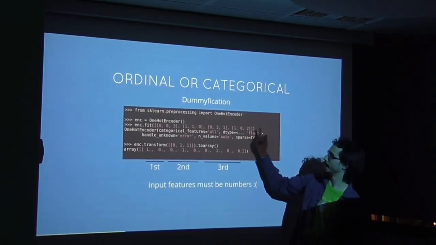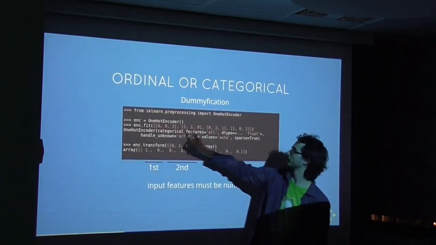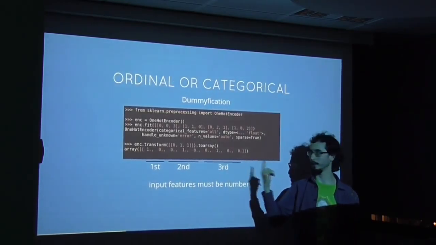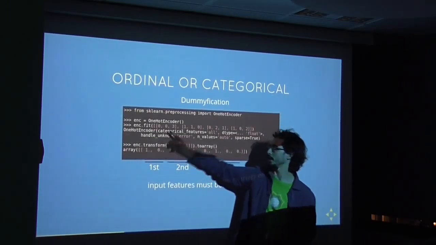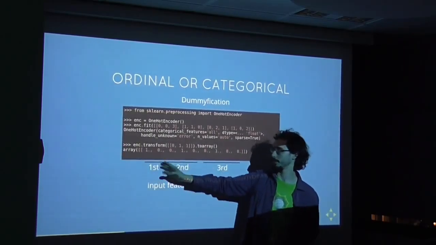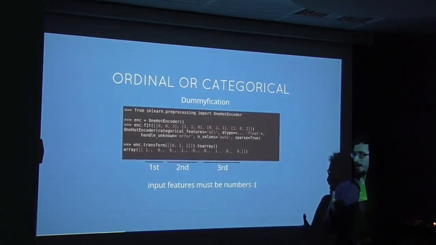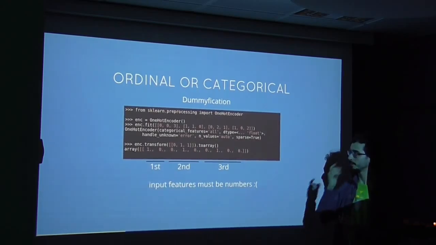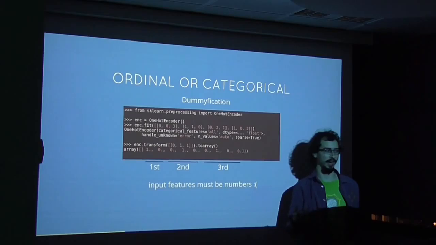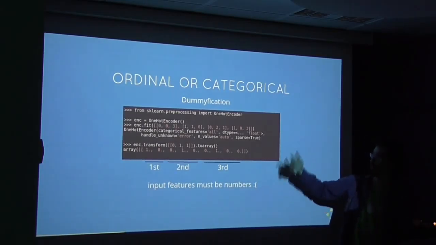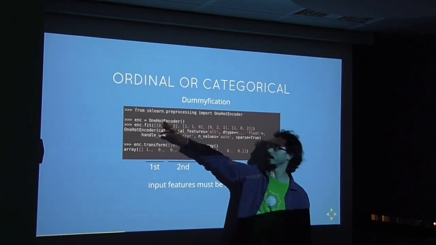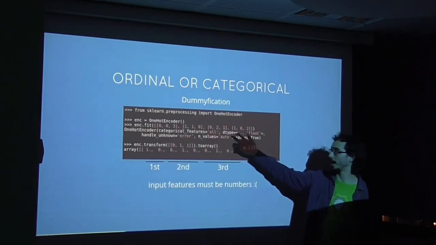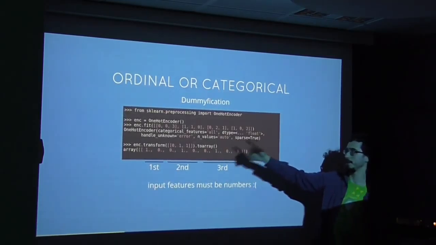The first variable has only two values, 0 and 1. If the value of this variable is 0, you put a 1 in the first position, and if it's 1, you put a 1 in the second position. You have as many new expanded variables as there are different values for that column. Then you instantiate the encoder, well, the preprocessor, fit it to the data you have, and then transform it.